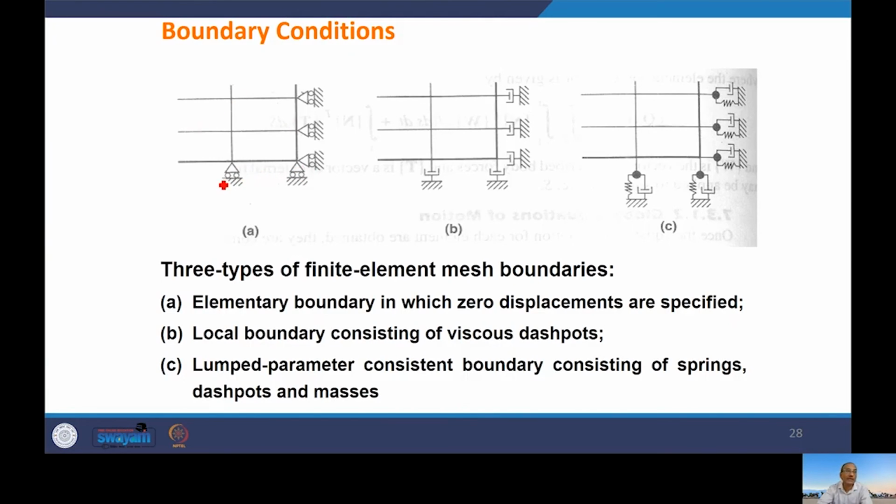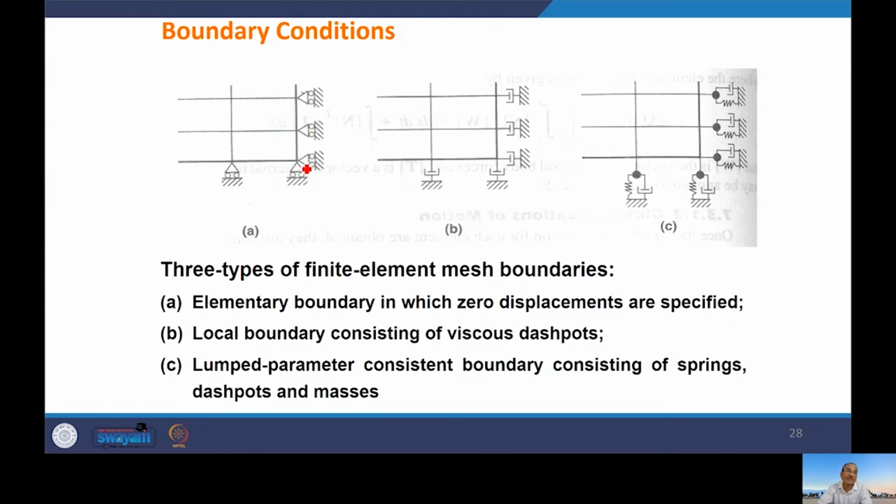For example, for the 2D case, if I prescribe this boundary condition, that means because these rollers are saying that you can permit the displacement in this direction, but the perpendicular direction is restricted. Again, in the same case here, in the vertical direction it is permitted, but in the horizontal direction it is restricted. So you are putting some restraint for the elementary boundary. Then you have some local boundary, which normally consists of viscous dashpots, where you consider only dashpots, meaning dampers. But what is the problem with this first boundary?